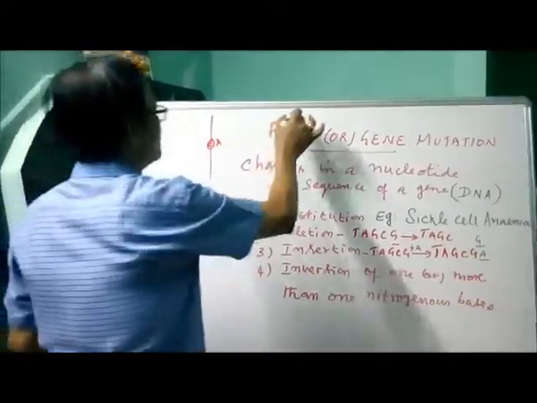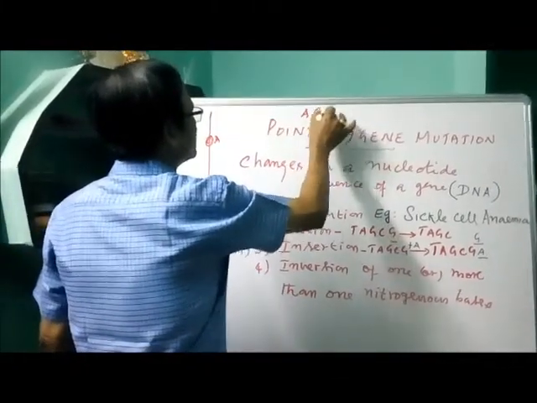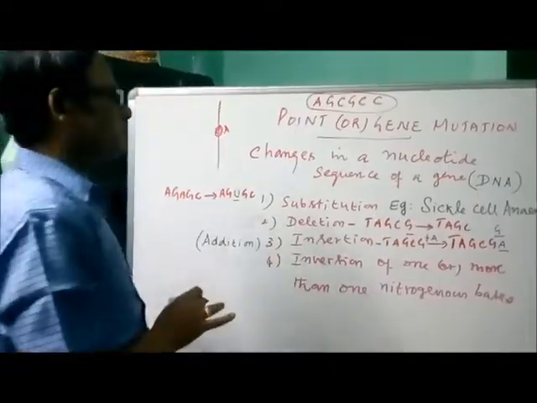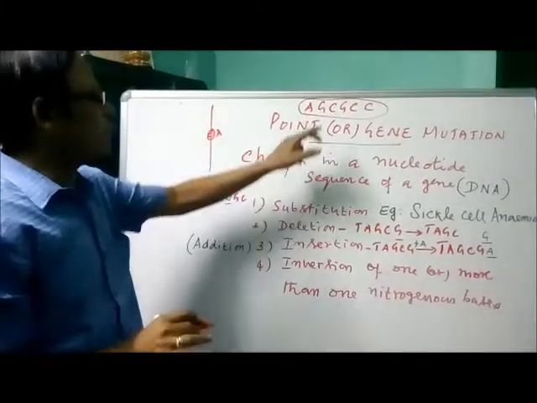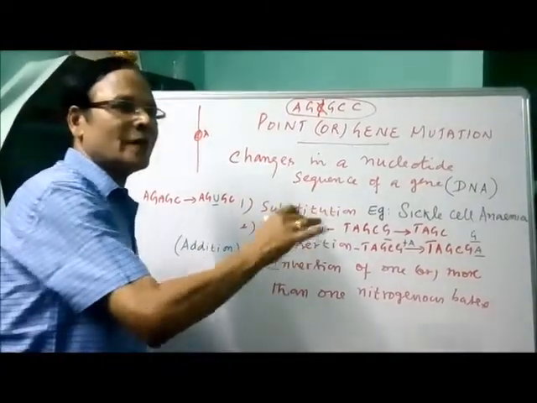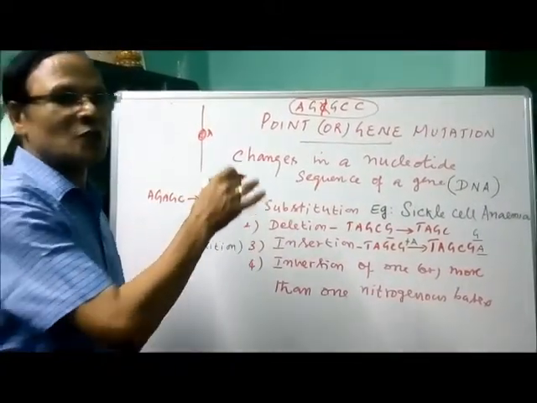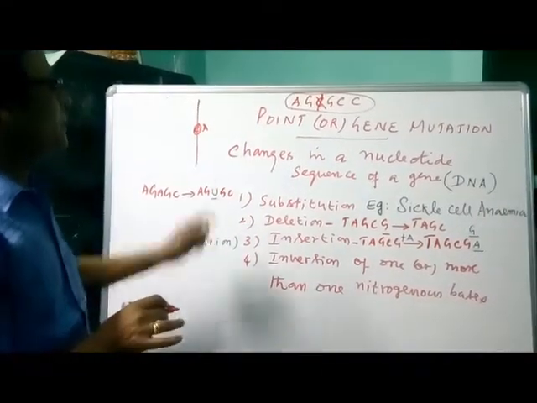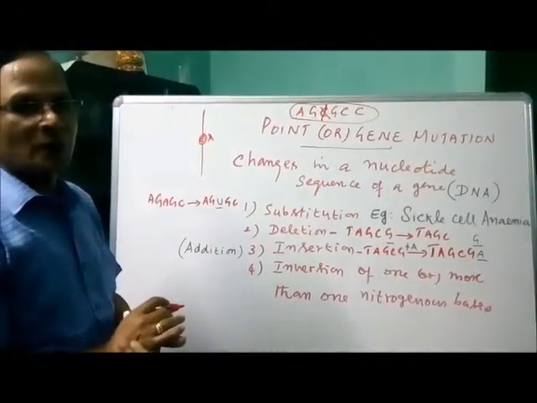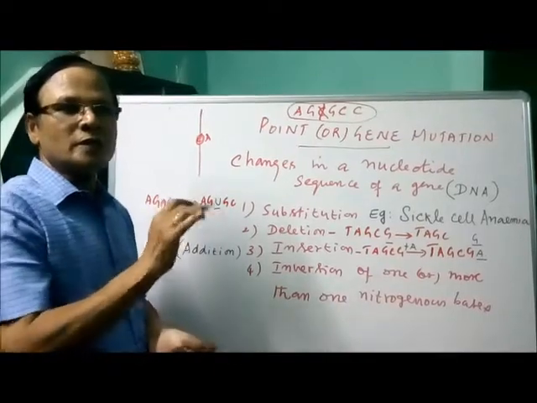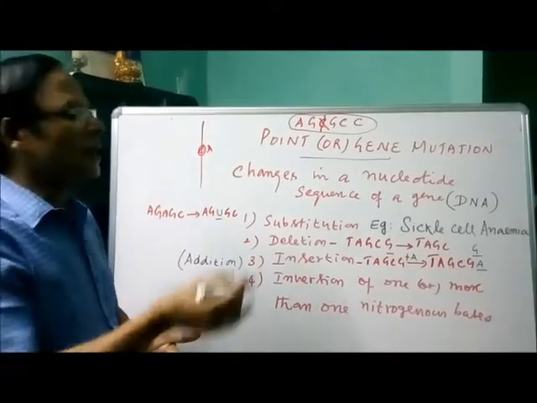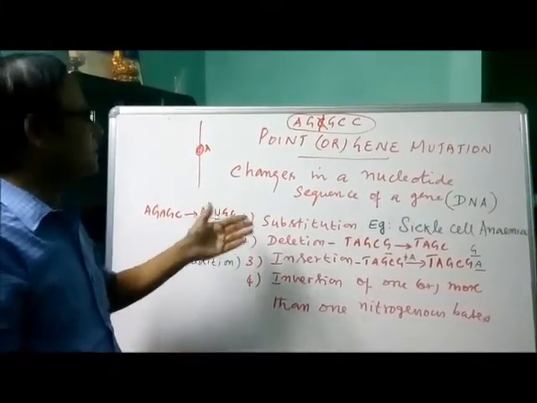Nucleotide sequence means that in a gene we have, for example, these bases, nucleotides, like this. When you have a change in a nucleotide sequence, then it is called point or gene mutation. This is the original sequence. Sometimes a base has been removed or a base has been added. Like that, a change in the structure of the gene or DNA occurs, and that is called point mutation: changes in a nucleotide sequence of a gene. The nucleotides are arranged in a specific sequence in a DNA like this. When there is a change in the arrangement or sequence of genes, that results in mutation.